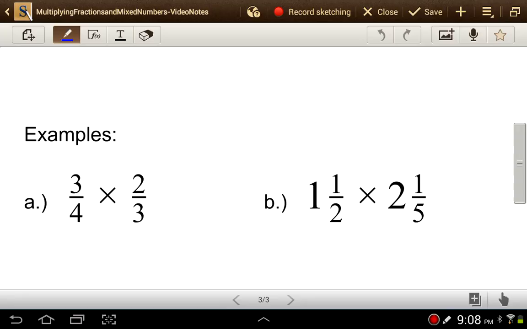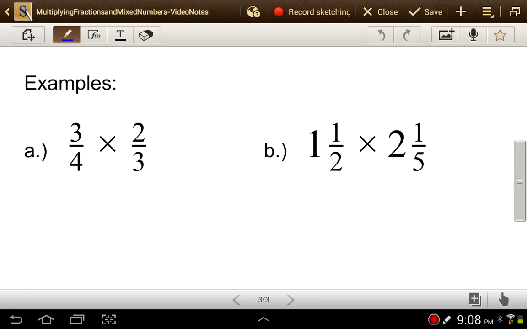Here are the examples that I'm going to go over. For the first one, I'm just going to multiply now. You don't have to worry about a common denominator or anything like that. You're just going to multiply numerator times numerator, denominator times denominator. A lot of you are going to find these faster and easier. So I multiply: 3 times 2 is 6, 4 times 3 is 12. 6 over 12. That is not a simplified fraction.